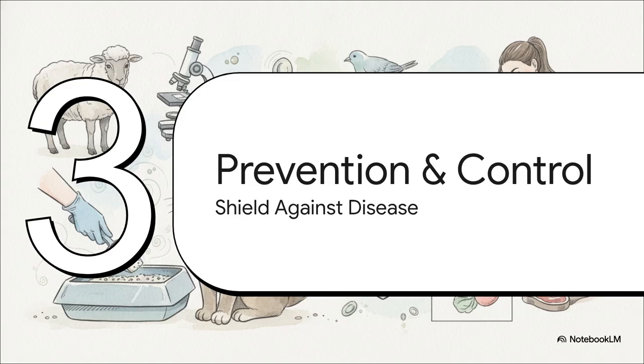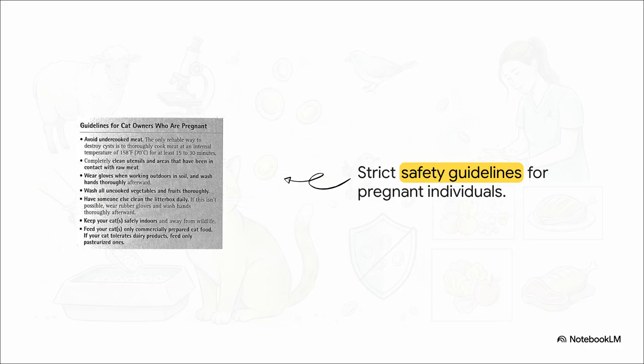Section 4, Prevention and Environmental Control. Understanding those severe impacts leads us directly to our shield against infection. Because of those severe fetal risks we just talked about, there is incredibly strict guidance for folks at the highest risk. Pregnant individuals have to take special precautions. This means completely avoiding changing litter boxes, if at all possible. If they absolutely have to do it, they must wear disposable gloves and wash up thoroughly right after. They should keep cats indoors, steer clear of stray kittens, and critically, this is a big one, cook meat thoroughly to at least 66 degrees Celsius. That is the only reliable way to destroy those tissue cysts.